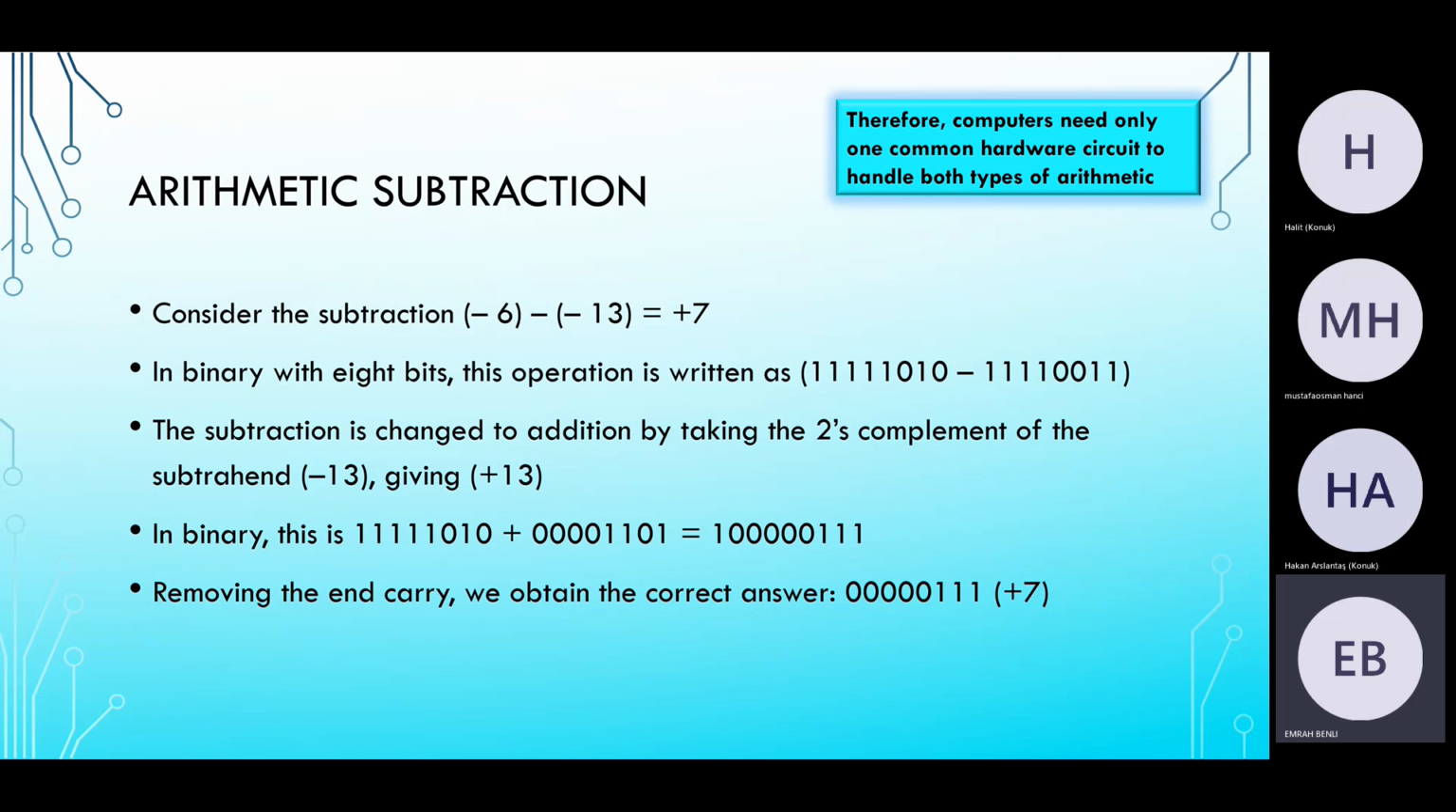The meaning of this is that computers need only one common hardware circuit to handle both types of arithmetic. We are using only addition for computers. So it makes subtraction easy for computers, and they don't need extra components for that.